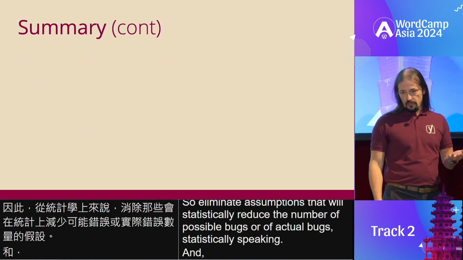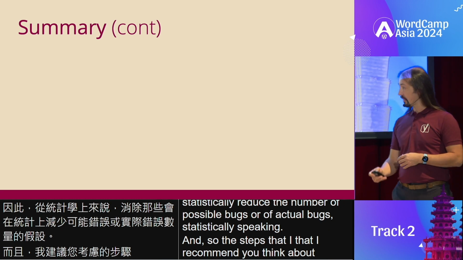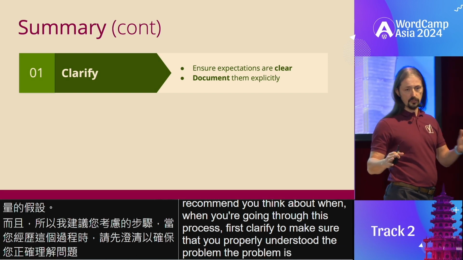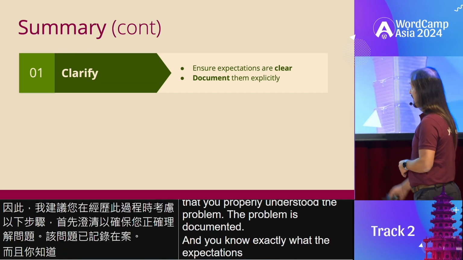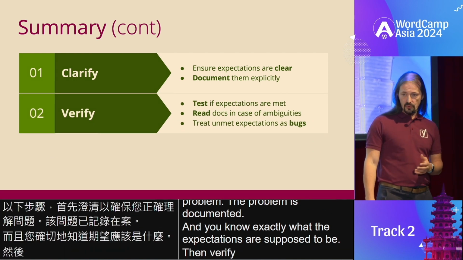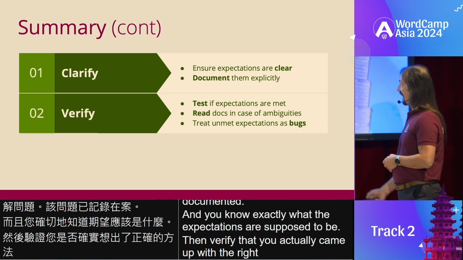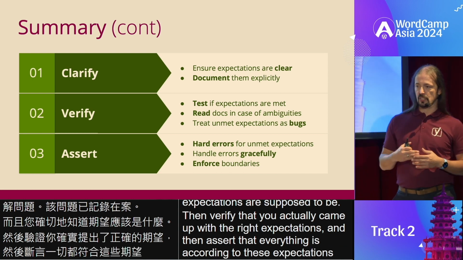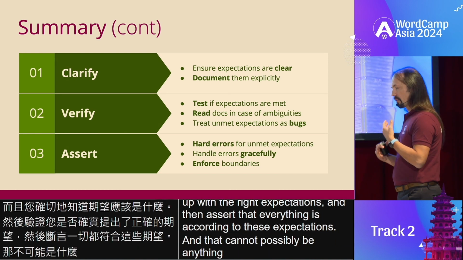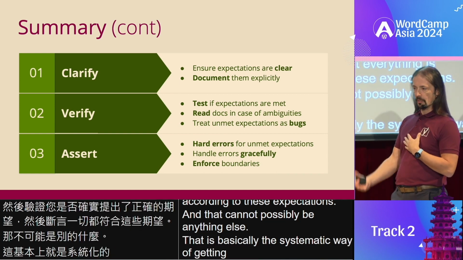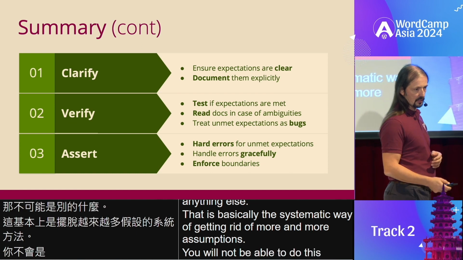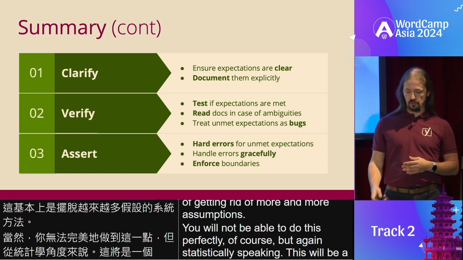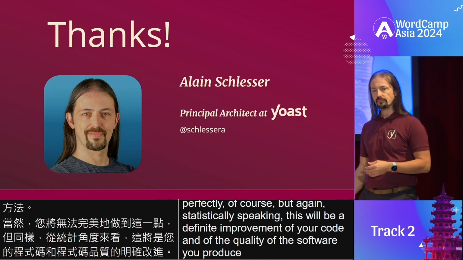And so the steps that I recommend you think about when you're going through this process: first, clarify, to make sure that you properly understood the problem, that it is documented, and that you know exactly what the expectations are supposed to be. Then verify that you actually came up with the right expectations, and then assert that everything is according to these expectations and that there cannot possibly be anything else. That is basically the systematic way of getting rid of more and more assumptions. You will not be able to do this perfectly, of course, but again, statistically speaking, this will be a definite improvement of your code and of the quality of the software you're producing. Thank you very much.